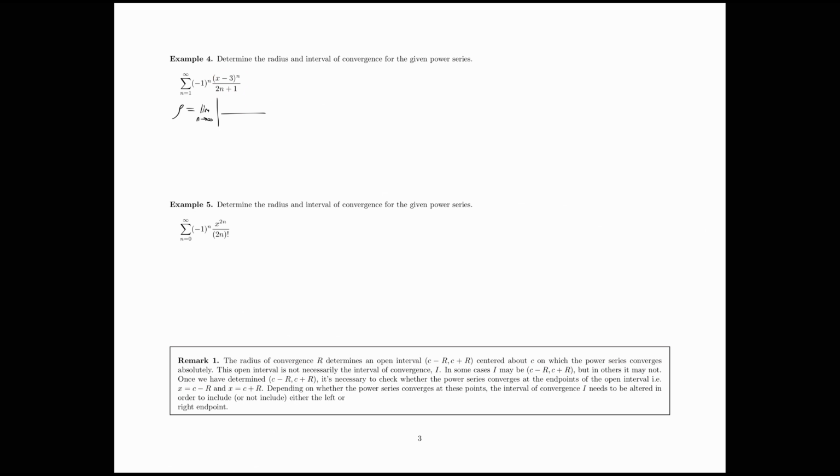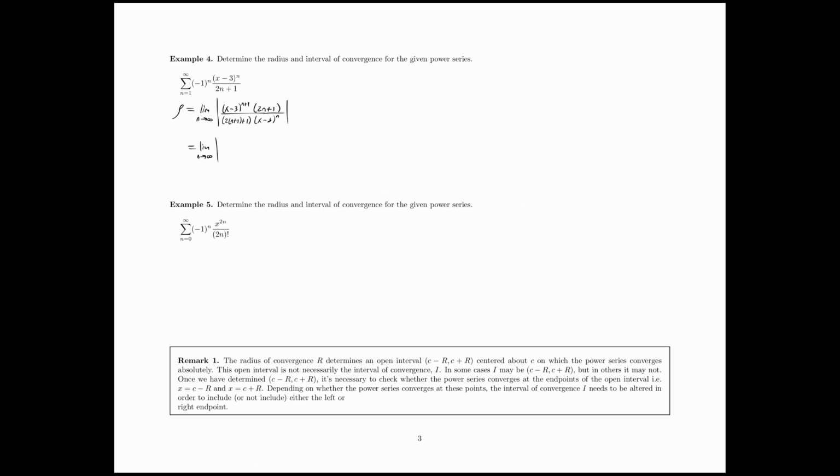So for a sub n plus 1, I'll fill this in. So this will be x minus 3 to the n plus 1 and 2 times n plus 1 plus 1. Divided by a sub n, we'll flip and multiply by this, so the reciprocal of that. So 2n plus 1 all over x minus 3 to the n. Closing that off, simplifying a bit more.